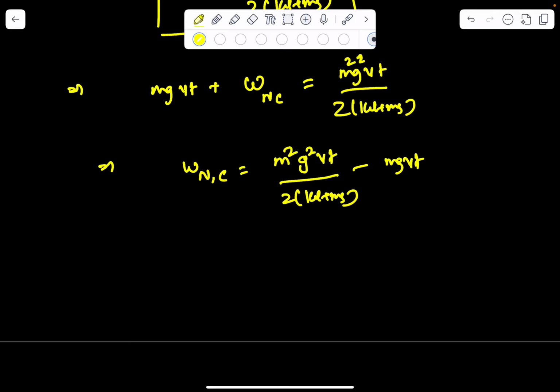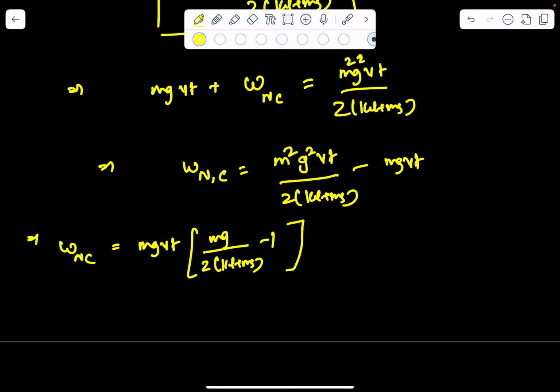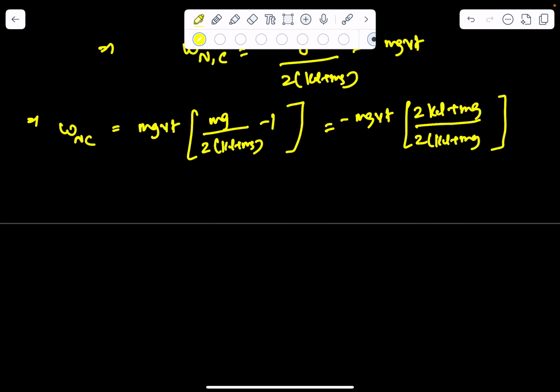If we try to simplify the right side expression we already have, just take mgvt common here. We are going to get mg divided by 2 into kl plus mg, minus 1. If you take the LCM and simplify it, we get mgvt into 2kl plus mg divided by 2 into kl plus mg, with a negative sign taken as common. This is the expression we are going to get. So these are the work done due to the non-conservative forces.